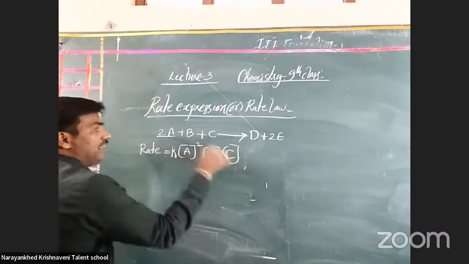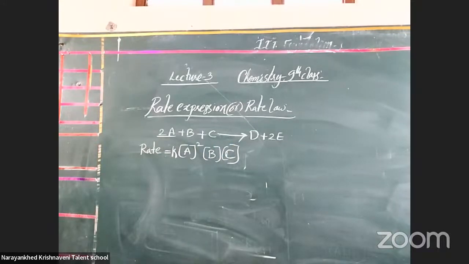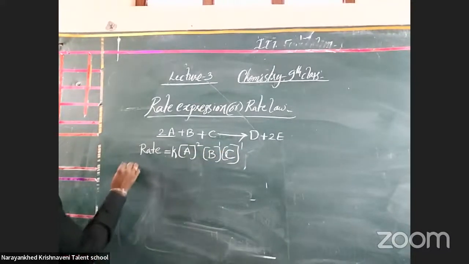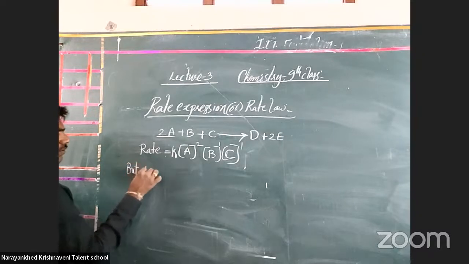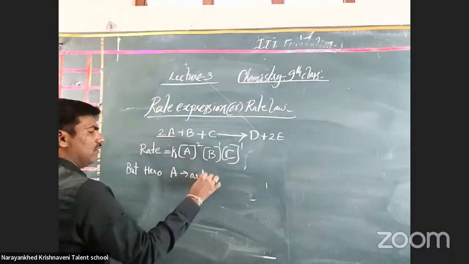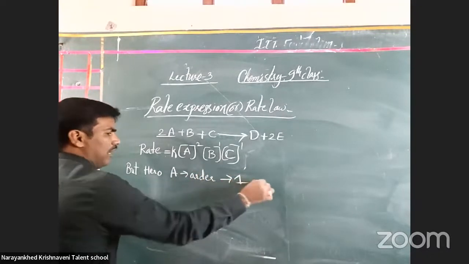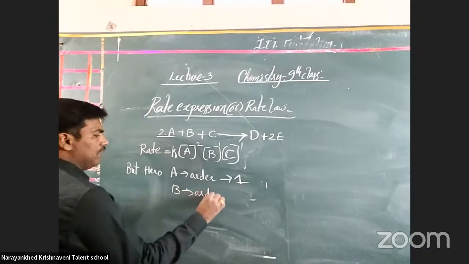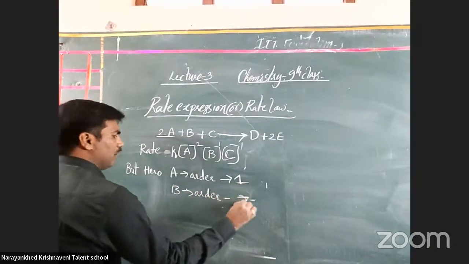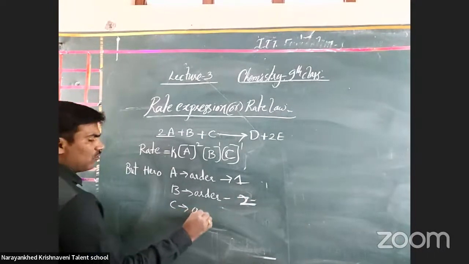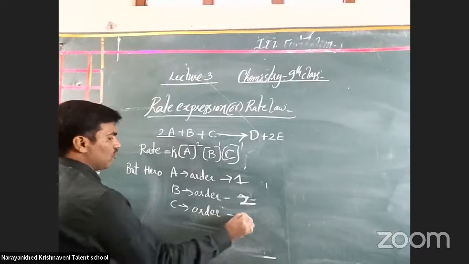For a given thing, the rate is R. What is the order of A according to the given formula? 1. What is the order of B? Now B order is 2. B order is 2. Clear or not? And what is the order of C? 0. C order is 0.